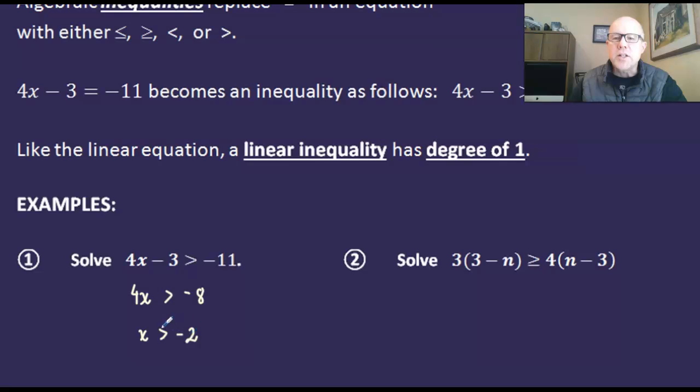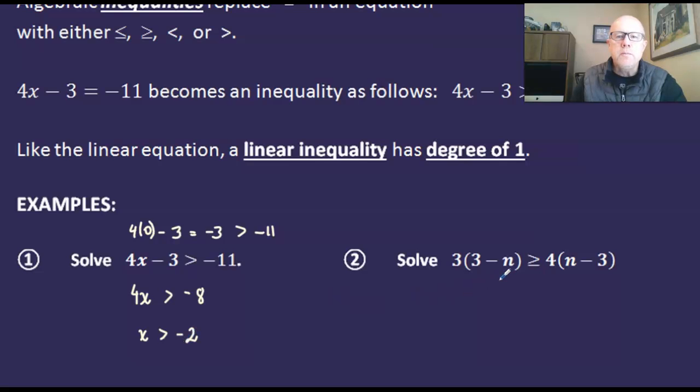Now, one way to check to see if this solution set is correct is to choose a value that satisfies this inequality, and if it satisfies the original inequality, then you've got the right answer. So, for instance, a value that is greater than negative 2 is something like 0. So if I come back to the original and go 4 times 0 minus 3, the answer to this is negative 3. Is that greater than negative 11? And the answer is certainly yes, it is. So therefore, our solution set is correct.